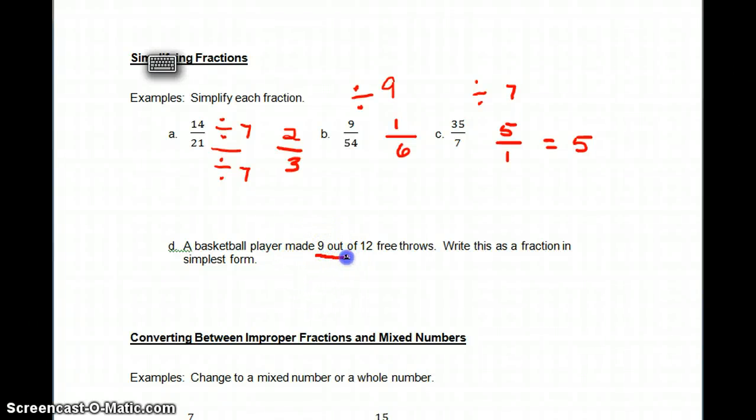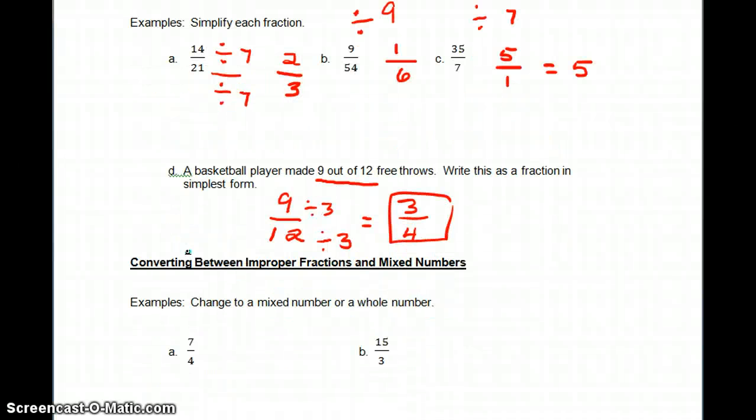If he is making 9 out of every 12 shots, we would write that as 9/12. Take a second and simplify that fraction. You should have seen that you can divide out a 3 from both the numerator and the denominator. So when you divide by 3, that will reduce to 3/4.